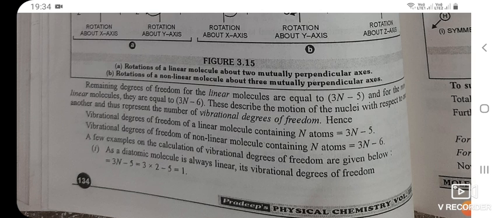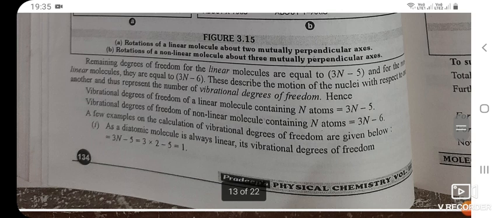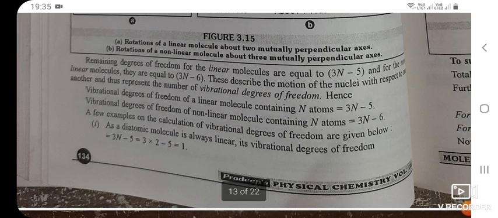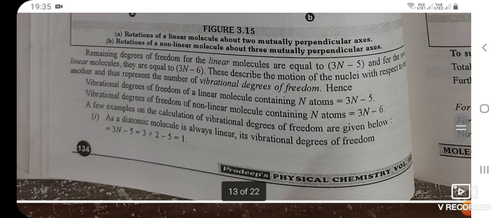These describe the motion of the nuclei with respect to one another and thus represent the number of vibrational degrees of freedom. Hence, the vibrational degrees of freedom of a linear molecule containing n atoms is equal to 3n minus 5. Vibrational degrees of freedom of a non-linear molecule containing n atoms is equal to 3n minus 6. A few examples on the calculation of vibrational degrees of freedom are given below. As a diatomic molecule is always linear, its vibrational degrees of freedom is equal to 3n minus 5.